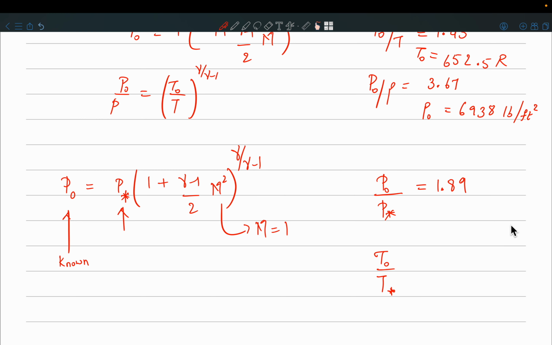Did the others also get this? Did you understand how to find these ratios? What is T naught by T star?